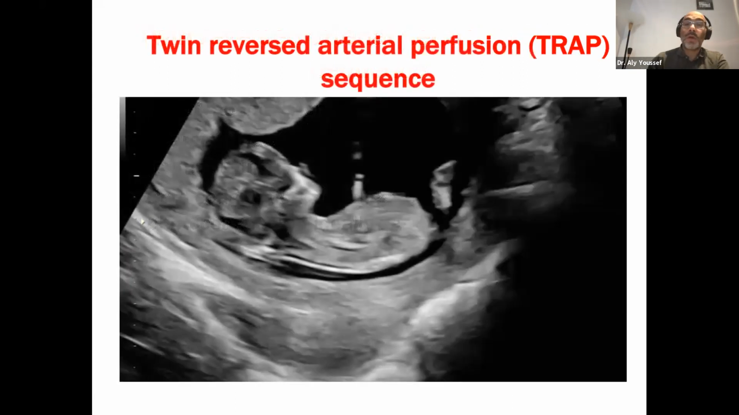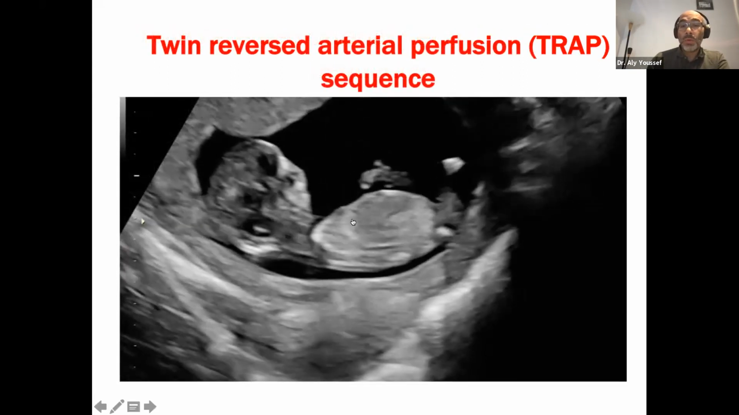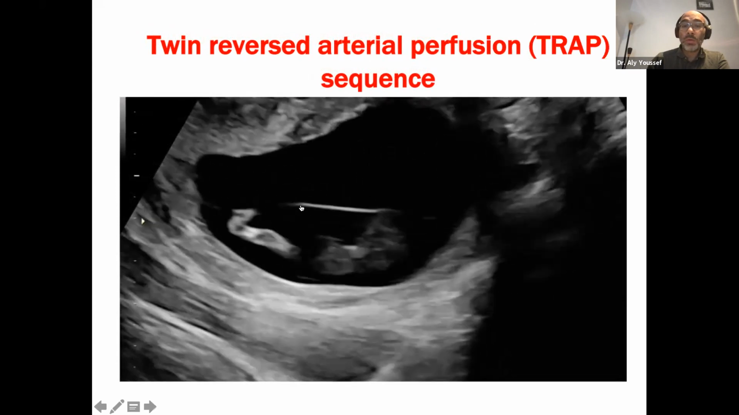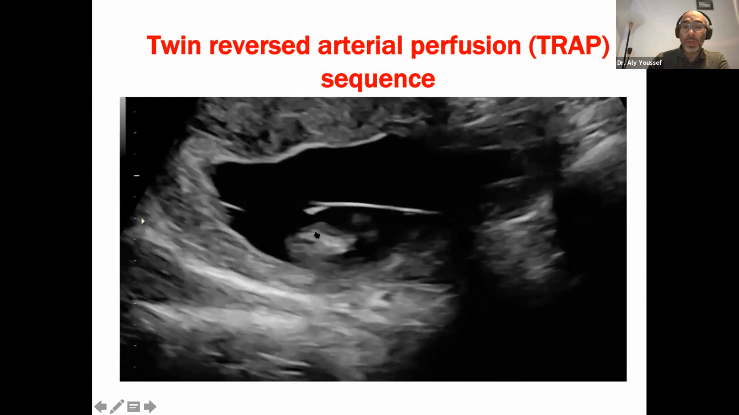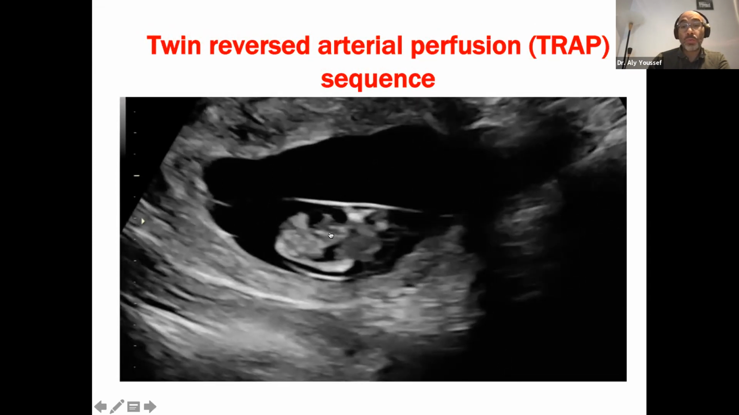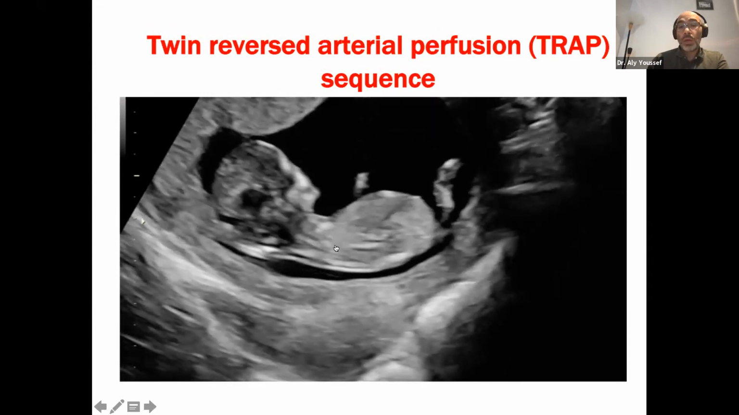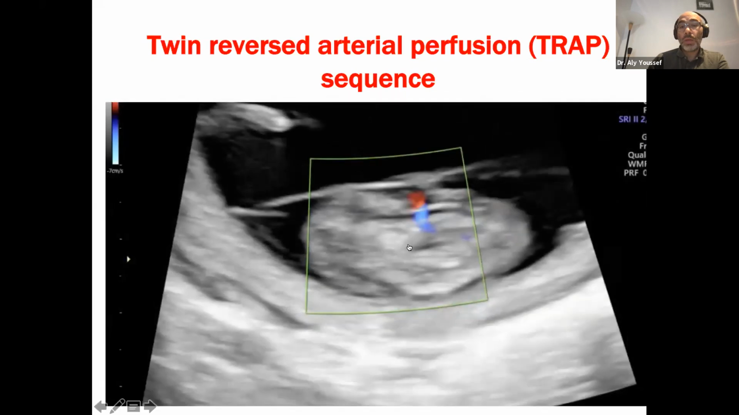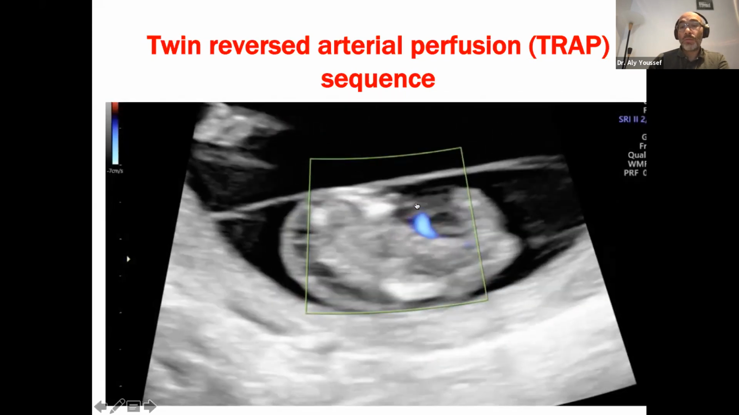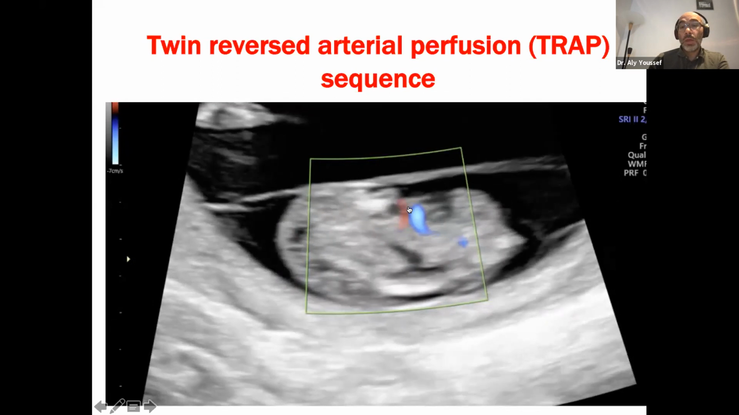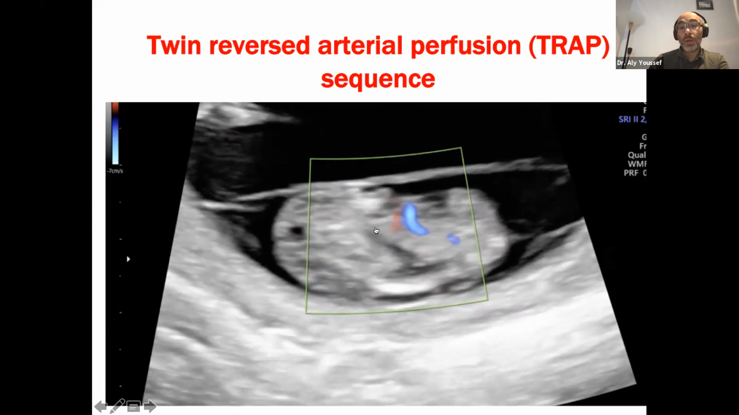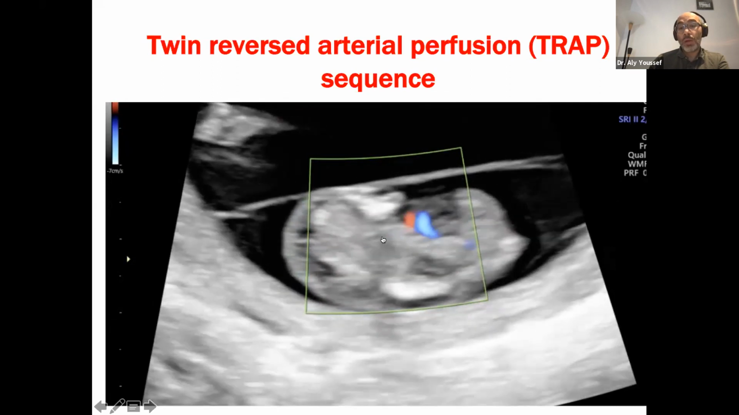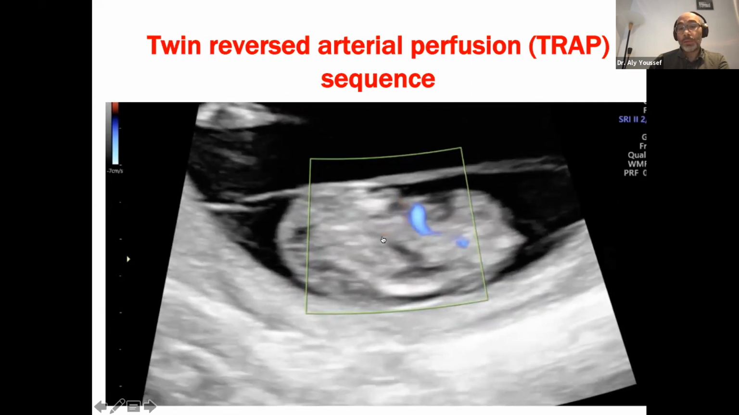So this is a case of TRAP. This is the normal baby with the beating heart, normally growing. And then we have on the other side a small mass, a moving baby, but with no heart. And here we can see the acardiac mass, which is perfused by the circulation from the other baby, although there is no heart in this mass.